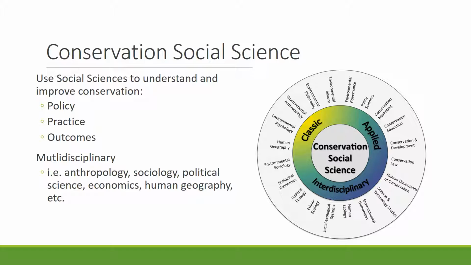If we look at the wheel, we'll notice that within conservation social science, there is a range of categories. We have classic conservation social science, which is fields such as environmental philosophy, anthropology, and psychology. There is the applied conservation social science, looking at development, education, and marketing. And lastly, there's interdisciplinary social science. This is important because it's taking a multidisciplinary approach combining anthropology, sociology, political science, economics, human geography, among others, to create a field that is more explicit towards conservation social science.